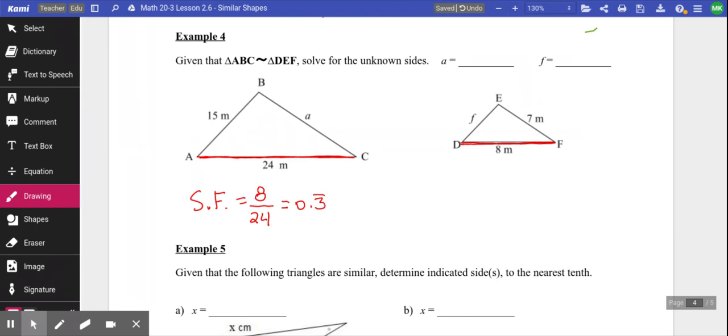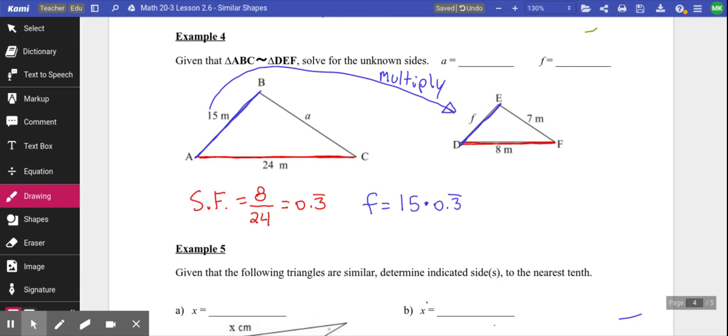Once you have your scale factor, you can use it to find the other sides. If I'm going from the old image to the new image, then I multiply. So if I'm going from the old of 15 to the new of F, I need to multiply when I'm going from old to new. So F equals 15 times 0.3, the scale factor. You put that in, you should get 5.